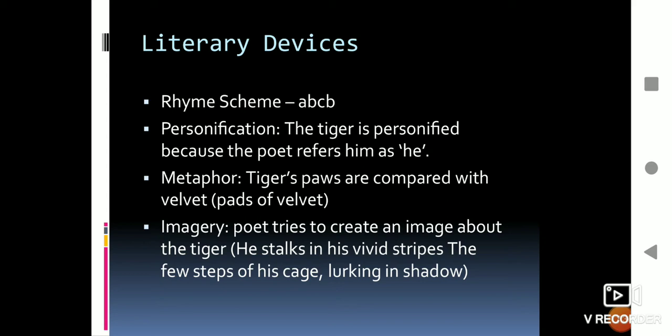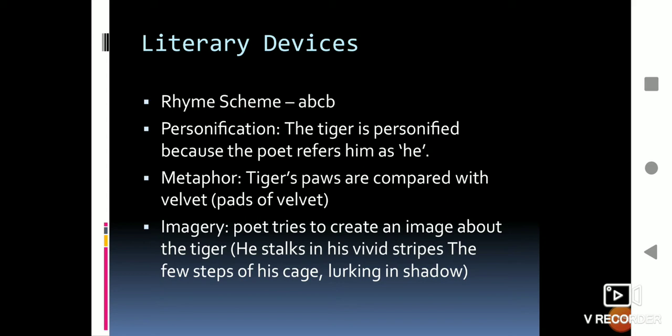Next is metaphor. The tiger's paws are compared with velvet, pads of velvet. So they are compared with velvet without using 'as' or 'like'. So in pads of velvet, the literary device used is metaphor.